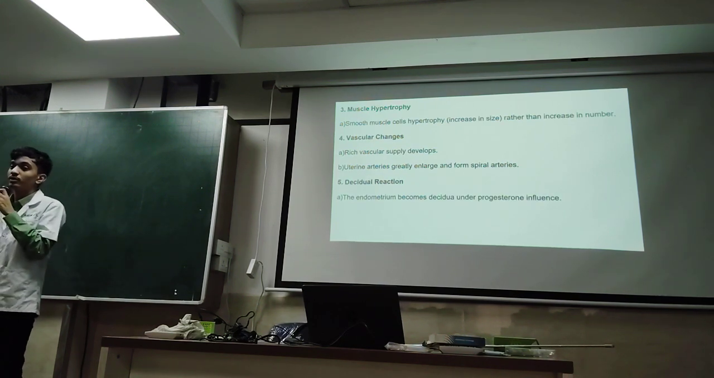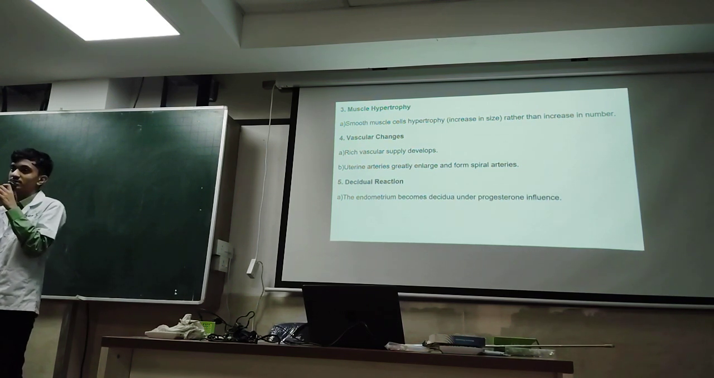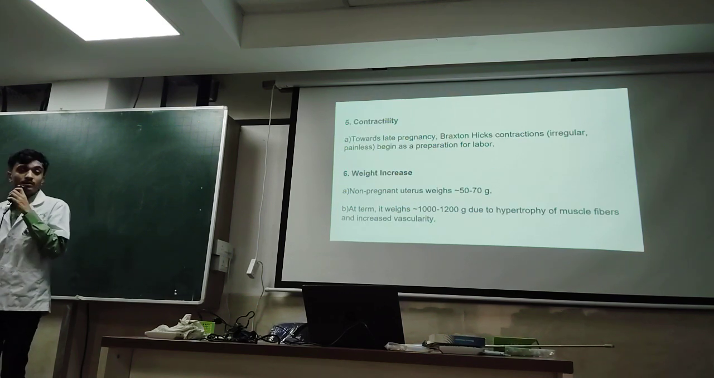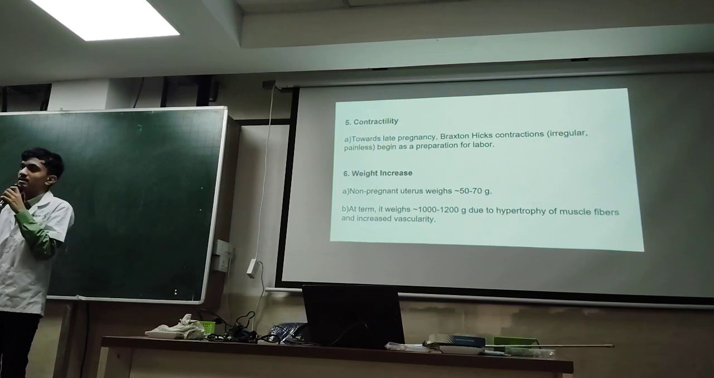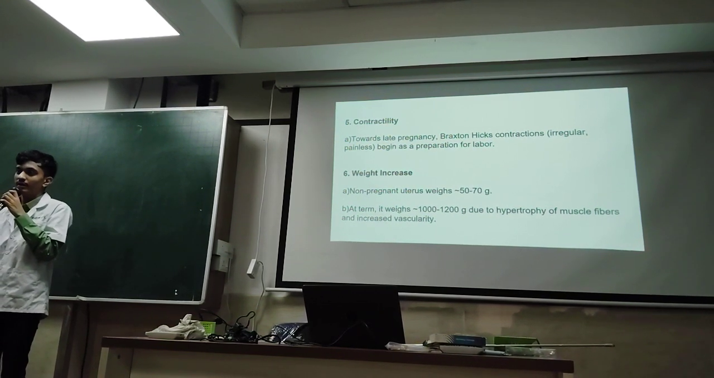The vascular supply to the uterus increases and there is development of spiral arteries. The endometrium becomes deciduous due to the action of progesterone during pregnancy. Due to hypertrophy of the muscles and rich vascular supply, the weight of the uterus increases from 50 to 70 grams to 1000 to 1200 grams.